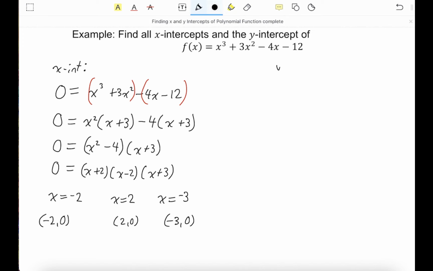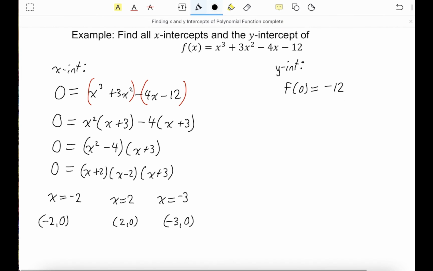Now for the y-intercept, we evaluate f of 0, and that's just the constant term, so negative 12. This is the same as the point 0, negative 12.